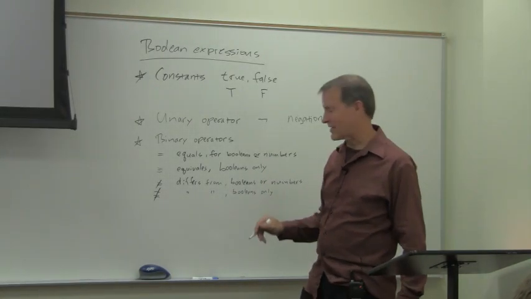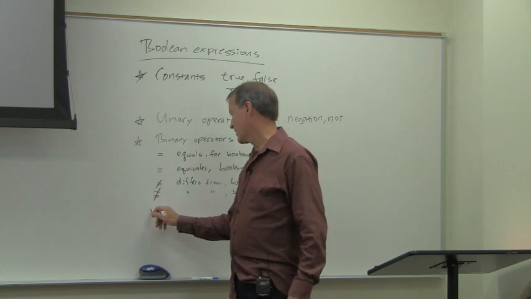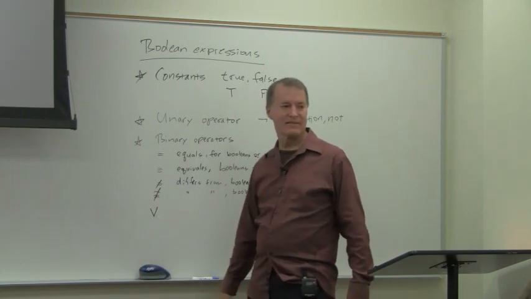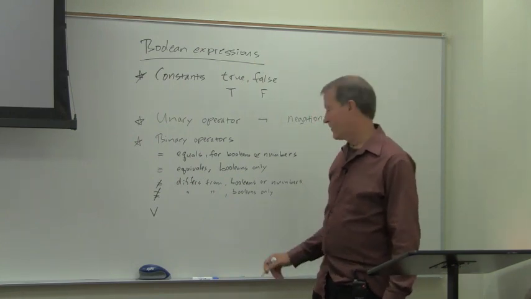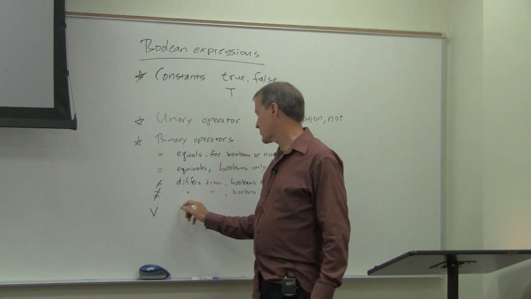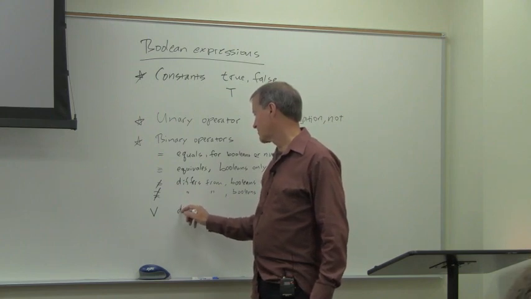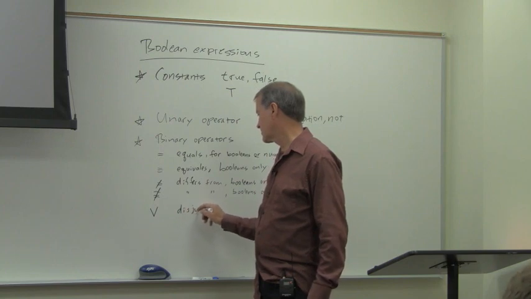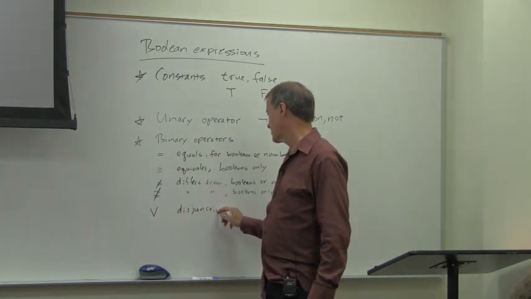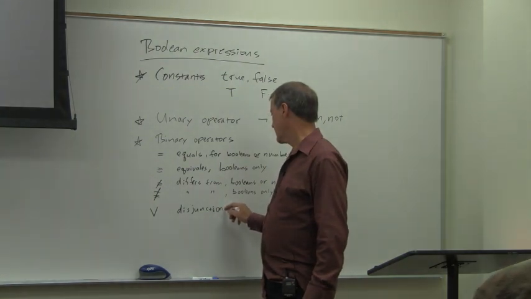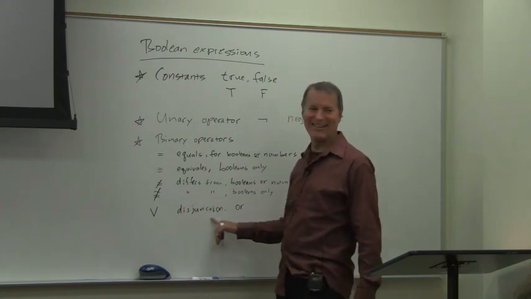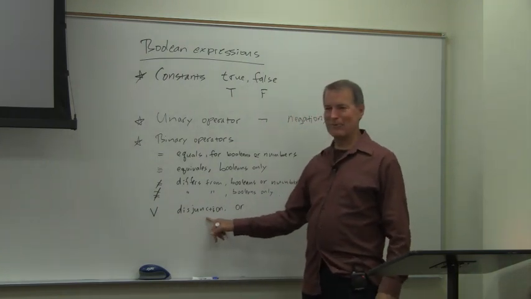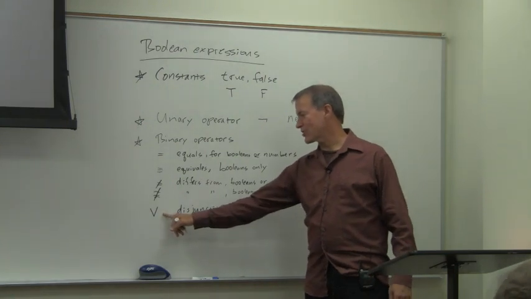Now the next one looks like an uppercase V, kind of. This one is called disjunction, and in English it's the word or. This is the formal disjunction operator.